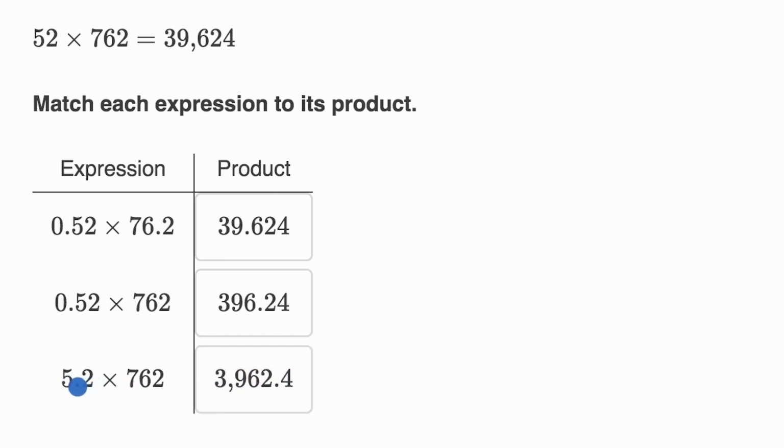5.2, well, let's just say that's roughly 5. 762, let's say that's roughly 800. So 5 times 800, that would be 4,000. And so we would expect this expression to be close to 4,000, and indeed, that's what this choice is. So it turns out that it was already in the order that we needed to be, but it's good that we checked on that.